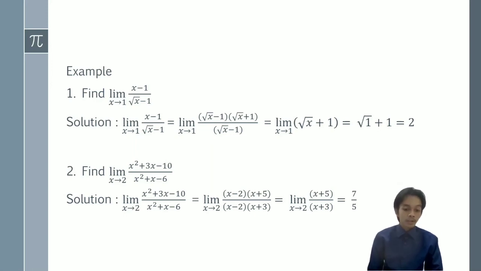Yeah, we just factor them. And then we will get x minus 2 times x plus 5 all over x minus 2 times x plus 3. Next, we can eliminate x minus 2, and then we will get the limit of x plus 5 all over x plus 3 as x approaches 2. Then we can substitute x equal to 2, and the solution of the problem is 7 over 5.